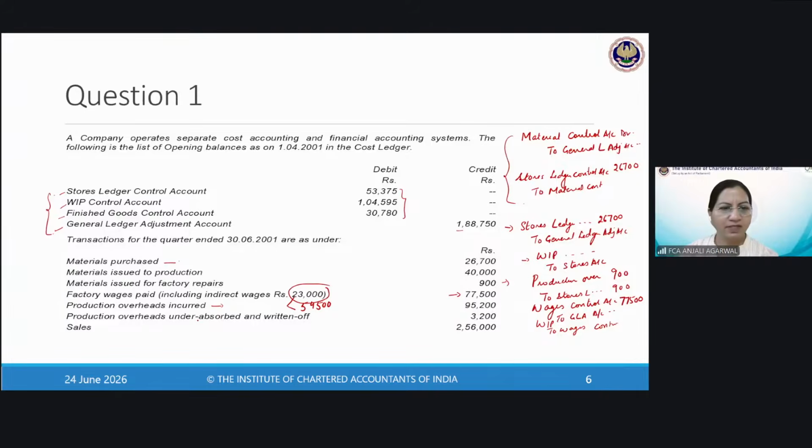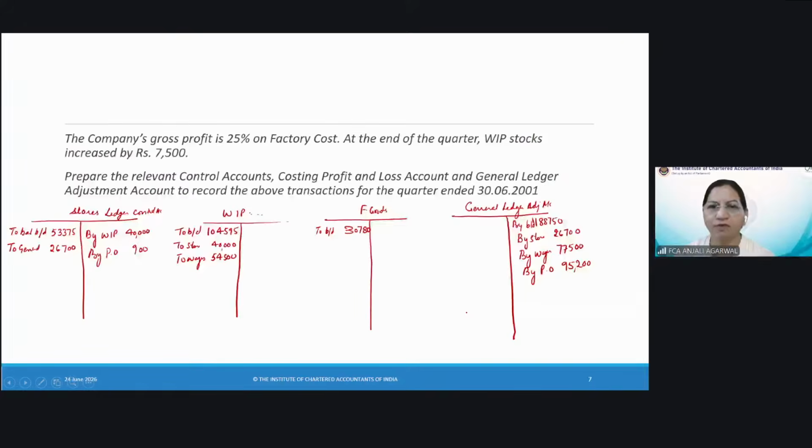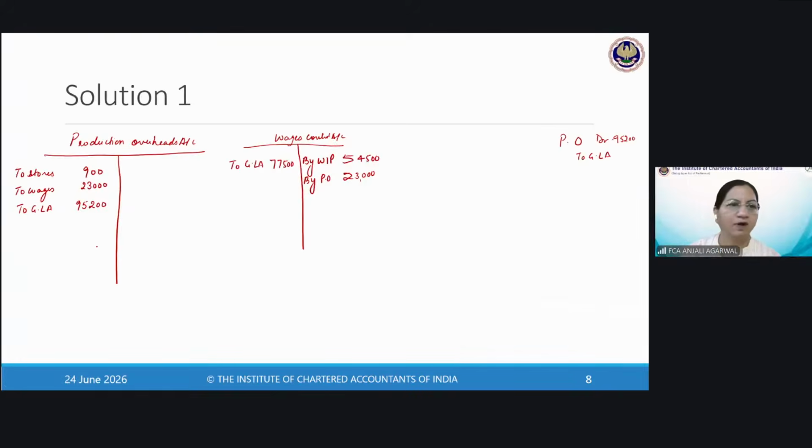Then after this, we saw that production overheads are under absorbed and written off. Under absorbed and written off, which means actual expenditure was more. So how much is the production overheads total so far? It is 900 plus 23,000 plus 95,200. So it's 1,19,100. But how much is charged to WIP?